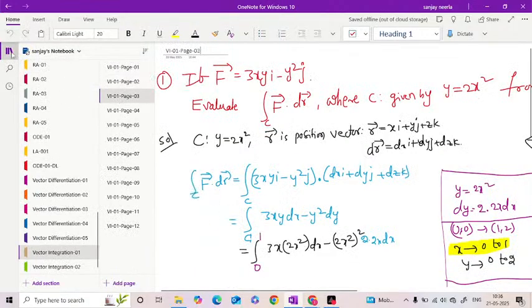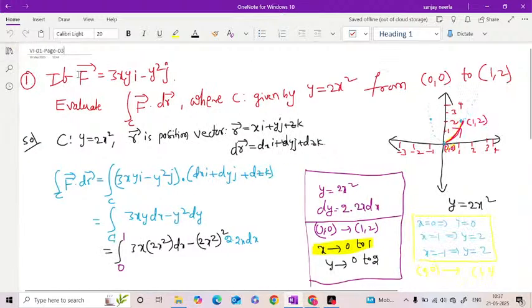And the first example is, suppose here f is a vector point function. f is equal to 3xy i minus y square j. Then evaluate the integral of f dot dr, where C is given by the path y is equal to 2x square from the point (0, 0) to (1, 2). So in this one, the given curve is y is equal to 2x square.